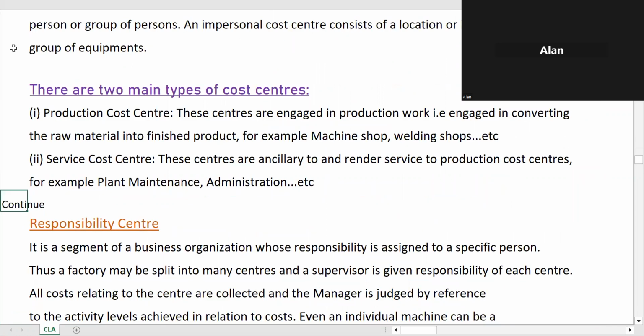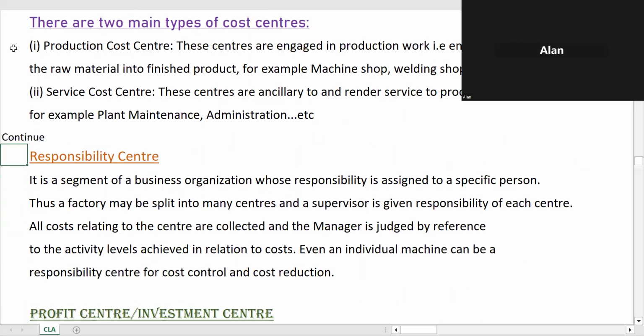This chapter has lots of theory questions, lots of theory concepts. So it is important from a theory point of view. Right, so let's continue from here.